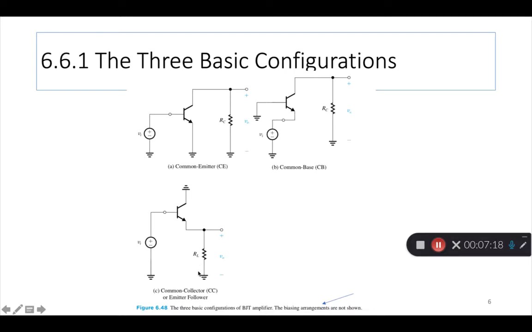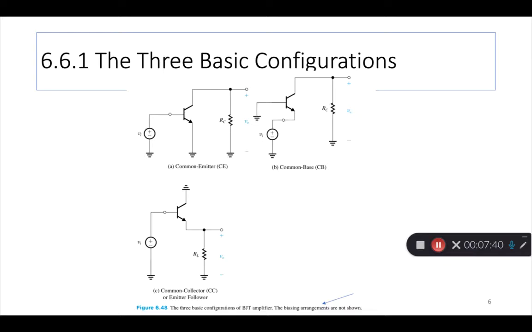Lastly, the common collector. The collector is grounded. The input signal is between the base and the collector, and the output signal V0 is between the emitter and the collector, right?